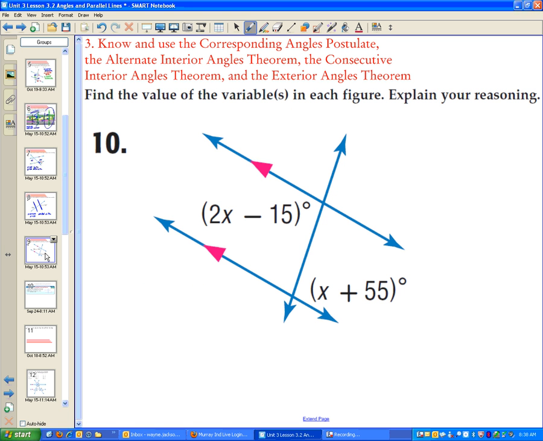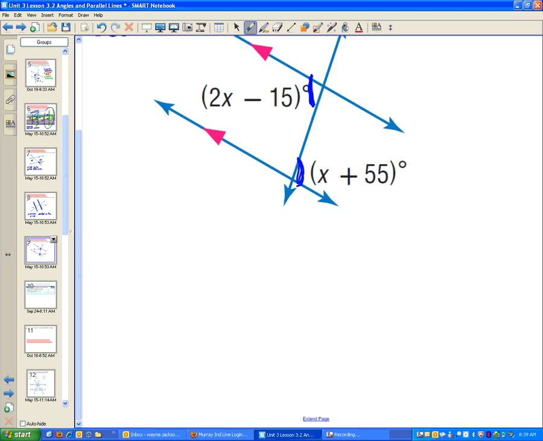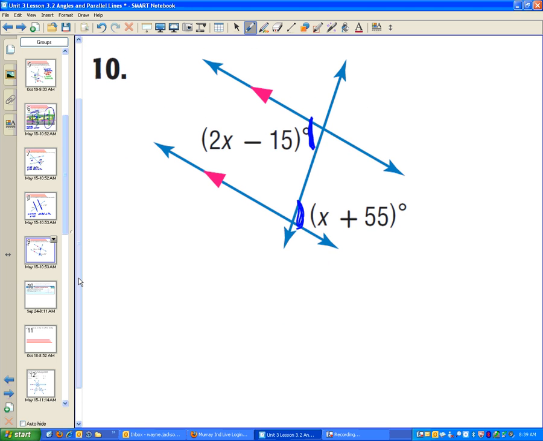Well, maybe number 10 will be harder. For number 10, this one right here is the 2x minus 15, and this one right here is the x plus 55. And what do we know about those angles? Identify them. They're alternate interior angles. And since the lines are parallel, what do we know about the alternate interior angles? They're congruent. That means that 2x minus 15 must equal x plus 55.